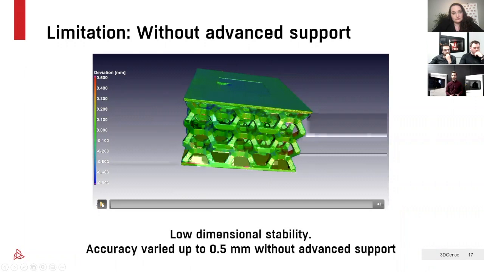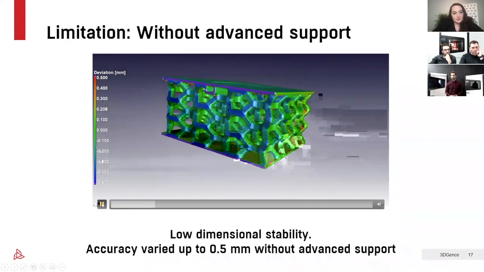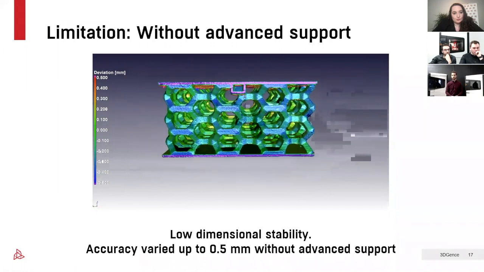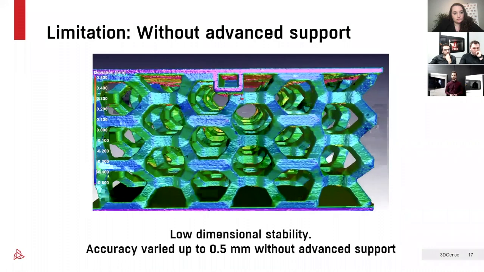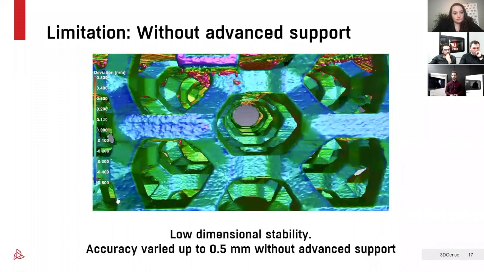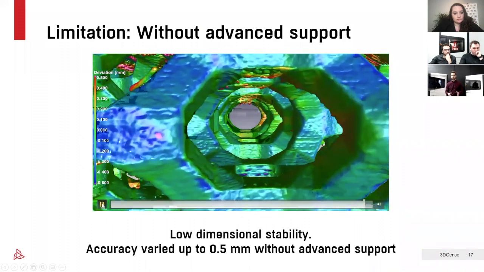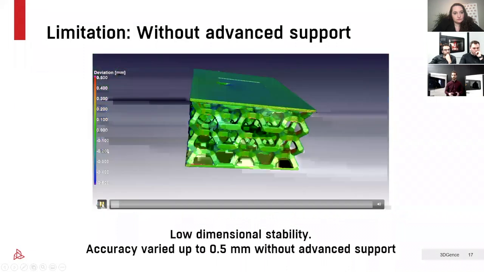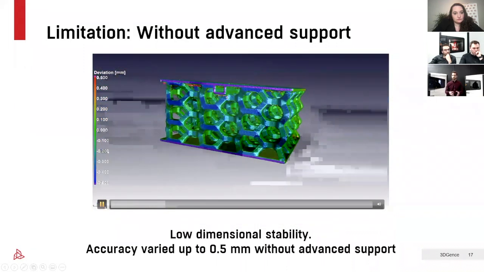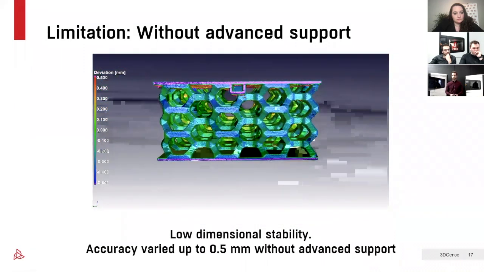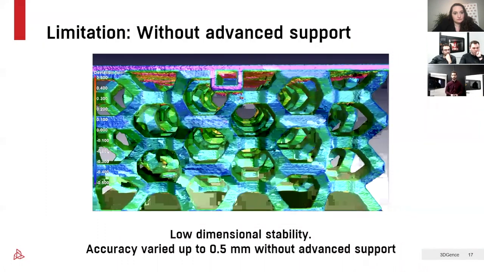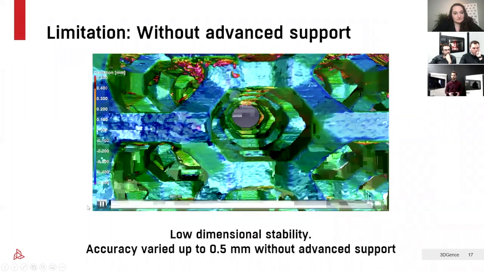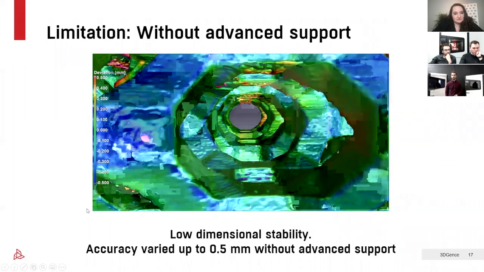To take this to the next step, we created a CT scan of the lattice structure that we printed without dedicated support and with dedicated support. What you can see right now is the CT scan of the lattice structure, which was compared with the actual CAD design. You can see the majority of the colors are within 0.5 millimeters deviation, which is not acceptable for engineering applications. And you can see heavy distortions on the bottom surfaces.